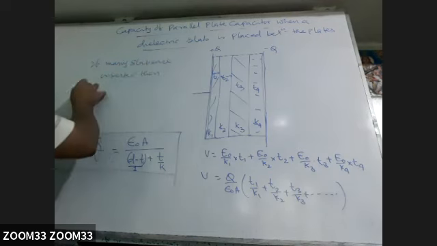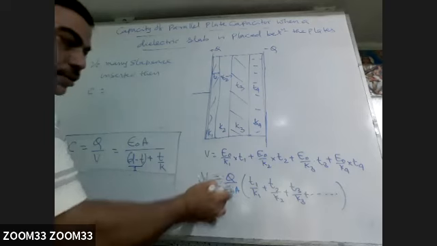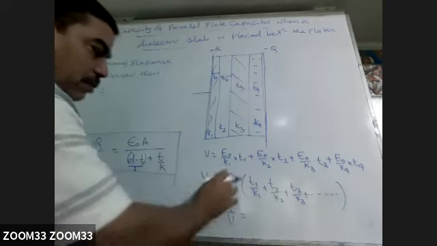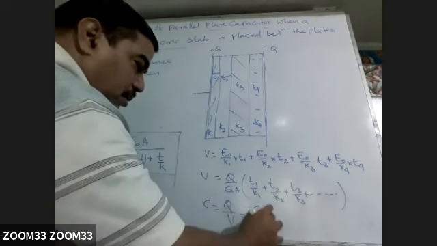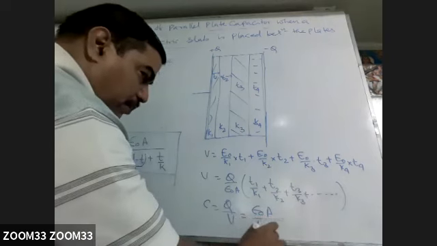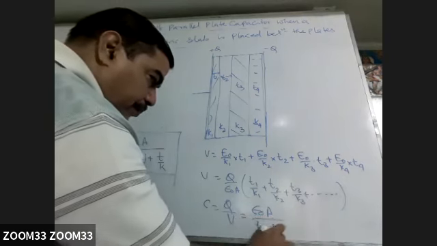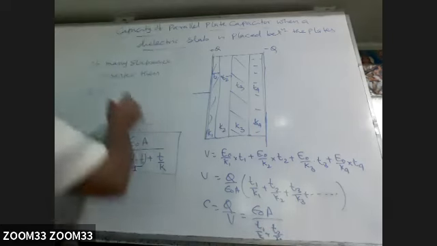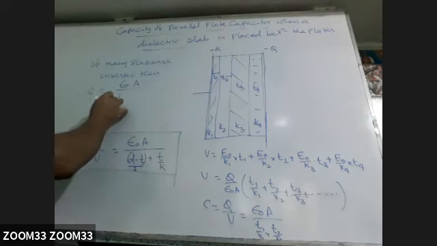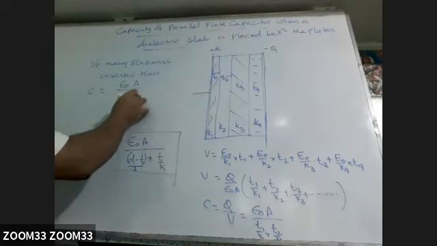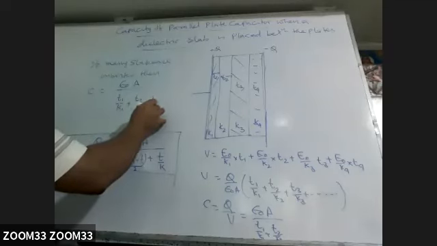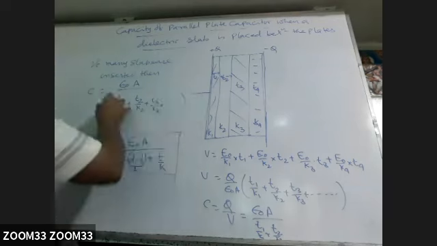then this C will be how much? Q by V. So what will be coming? Epsilon naught A divided by this whole sum, T1 by K1 plus T2 by K2 plus T3 by K3 plus so on.